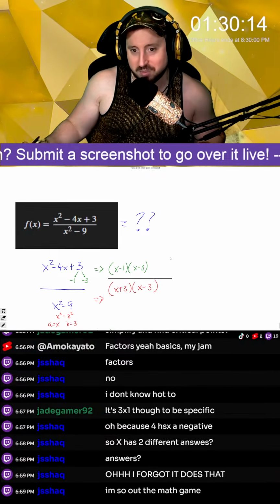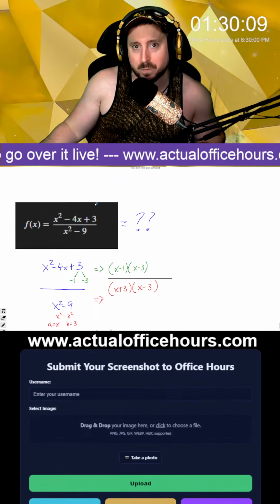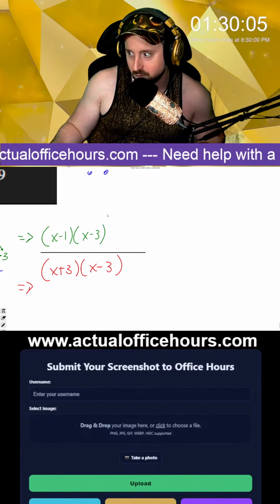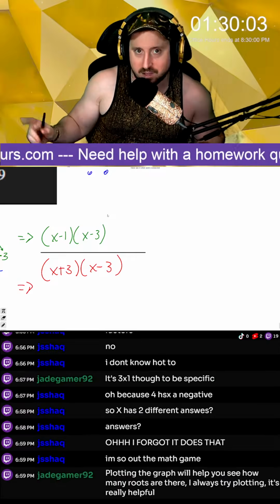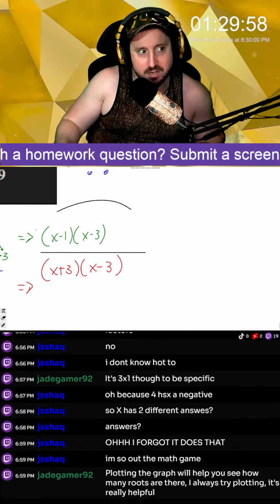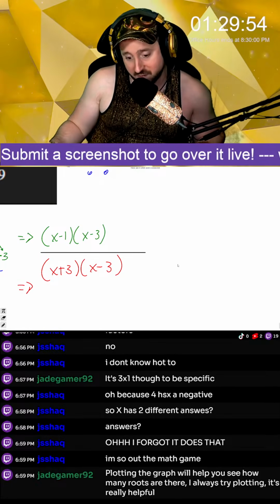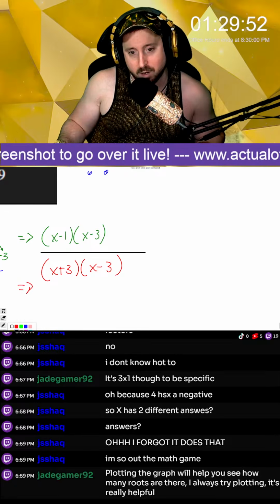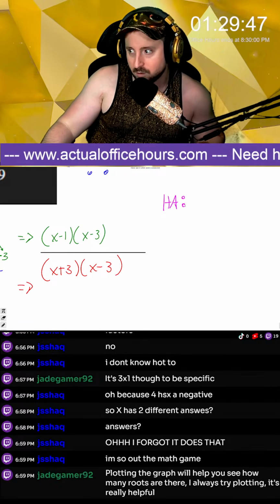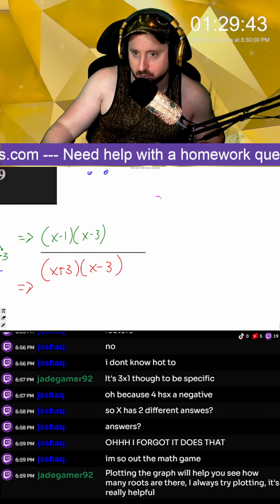Right. Okay. So this is another way to write this. The reason why this is useful, putting it in factored form, is exactly what Jade Gamer is saying. If I want to graph this, it's a lot easier to do it once it's in factored form. Because from this, you can figure out where there are horizontal asymptotes, for instance, and vertical asymptotes, and all sorts of stuff. But here, let's start with the zeros.